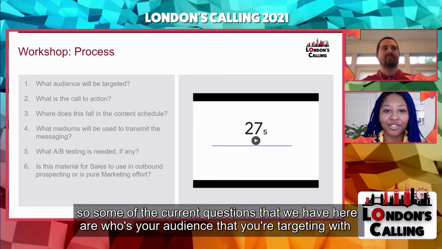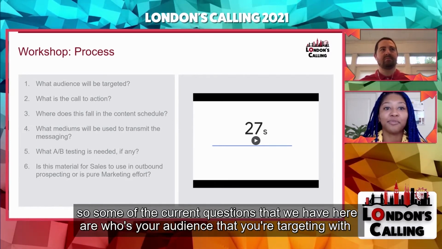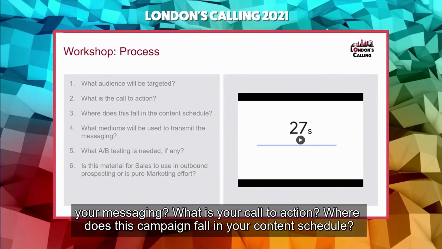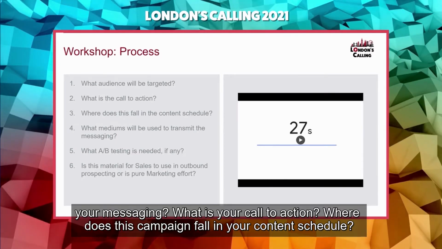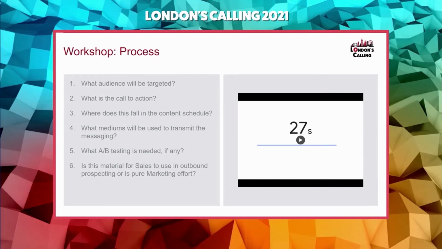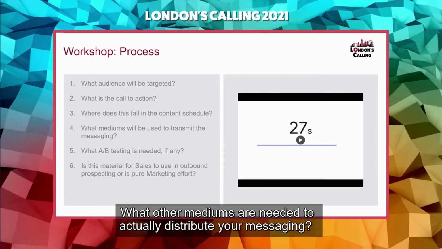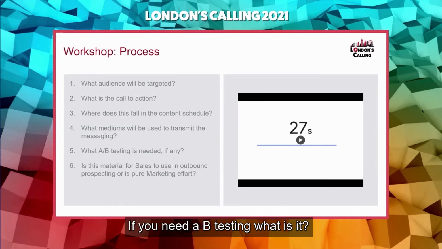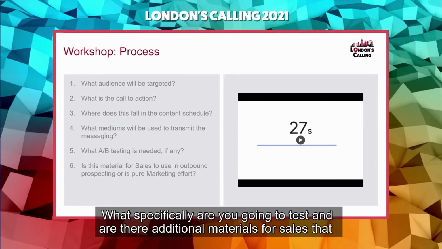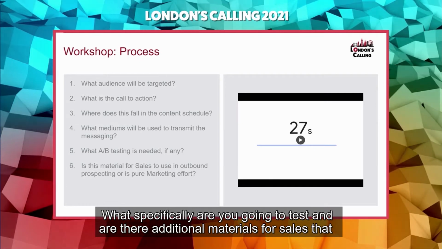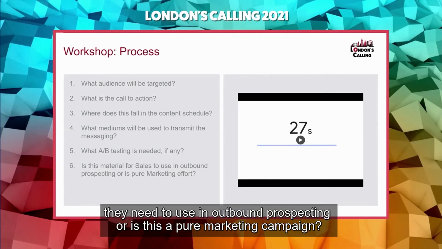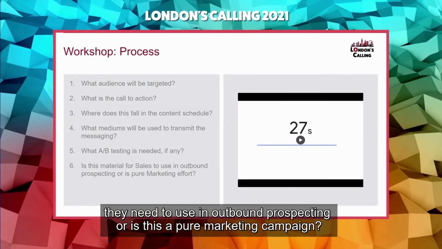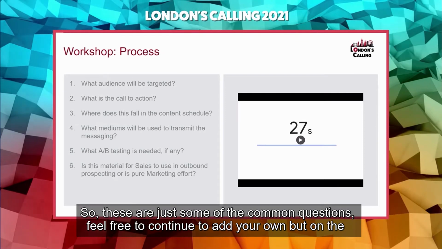Some of the current questions that we have here are: who's your audience that you're targeting with your messaging? What is your call to action? Where does this campaign fall in your content schedule? What other mediums are needed to actually distribute your messaging? If you need A/B testing, what is it? What specifically are you going to test? And are there additional materials for sales that they need to use in outbound prospecting, or is this a pure marketing campaign? These are just some of the common questions.